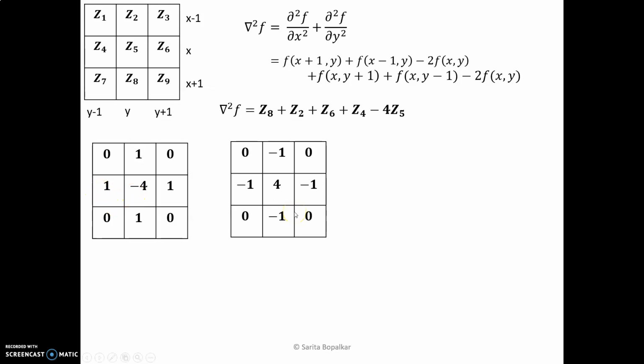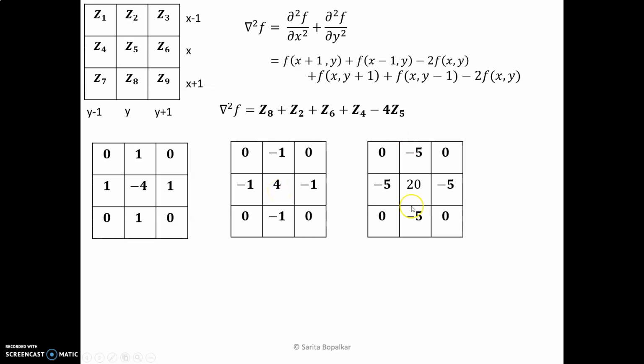We can write this mask like this also. We'll assign the positive weight to the candidate pixel. Only we need to remember that the summation of all the coefficients of the mask should be 0. Sometimes it is desirable to assign higher weights to the candidate pixel. So like this we can write another combination of this mask also. Only the thing is the summation of the coefficients should be 0.